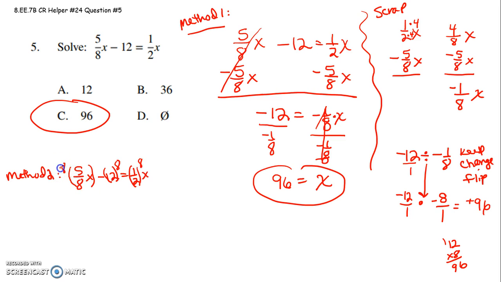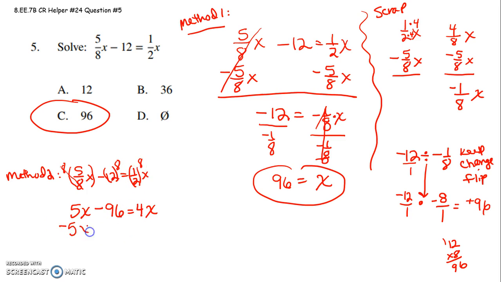These 8's, fancy form of 1, those cancel out. Here I'm now left with 5x minus 12 times 8 is 96 equals 1/2 times 8 is 4. So I have a 4x here. The whole point of doing this method is to clear out that denominator. It's just another option for you. And as long as you multiply every term in an equation by the same value, the equality remains.